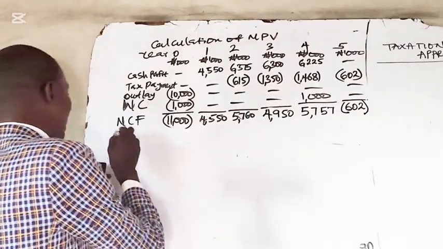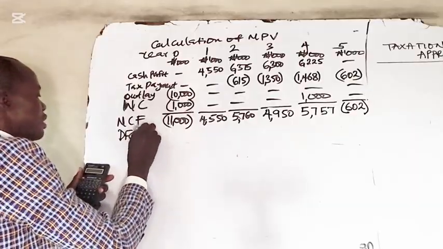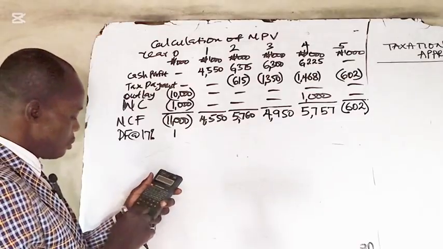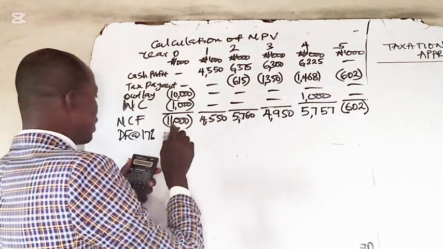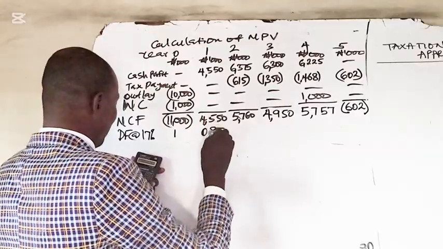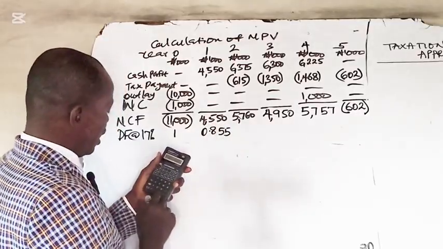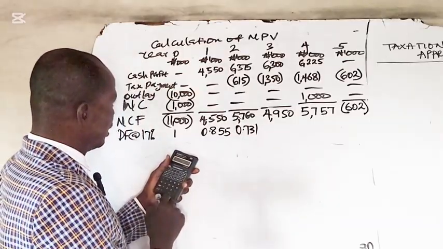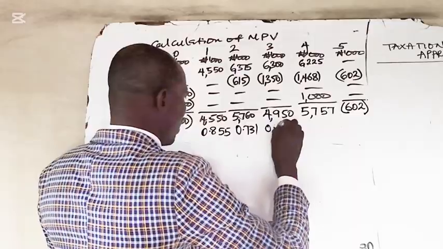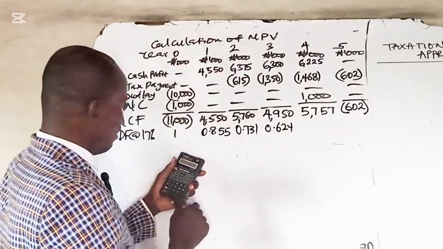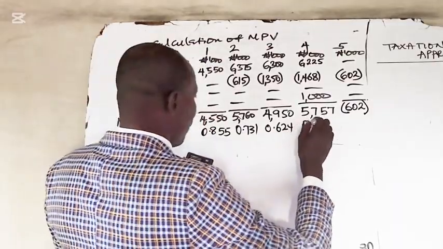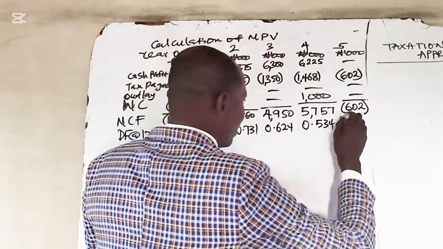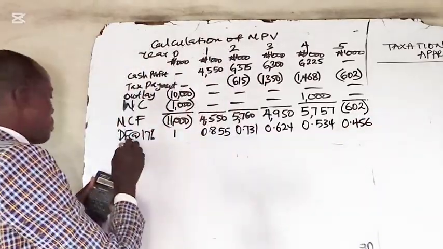And these cash flows will be discounted. The cost of capital is given to be 17%. For year 0 the factor is 1. Year 1 we have 0.855. Year 2 we have 0.731. Year 3 we have 0.624. In year 4 we have 0.534. And for year 5 we have 0.456.